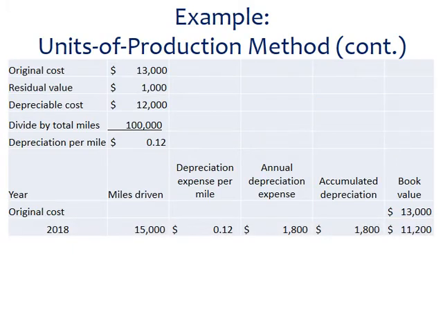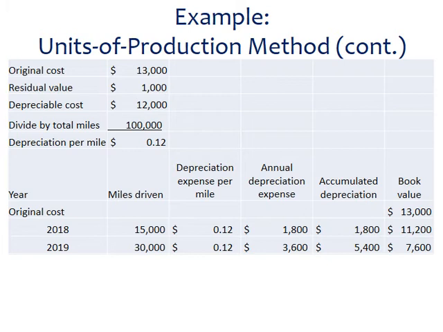For the year 2018, I will fill in the 15,000 miles driven as given in the table a few slides ago, times the depreciation expense per mile of 12 cents to get the annual depreciation expense of $1,800. Accumulated depreciation in the first year will be equal to $1,800 because that is the only depreciation we have so far. The book value is always original cost less the accumulated depreciation. So here we have $13,000 minus $1,800 gives us a book value at the end of the first year of $11,200.